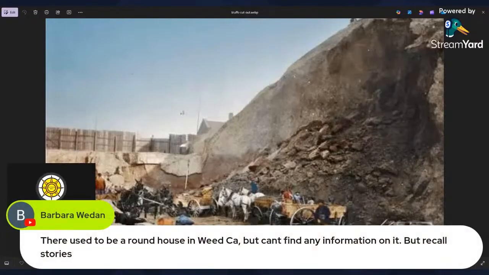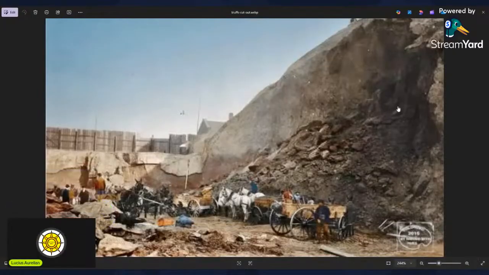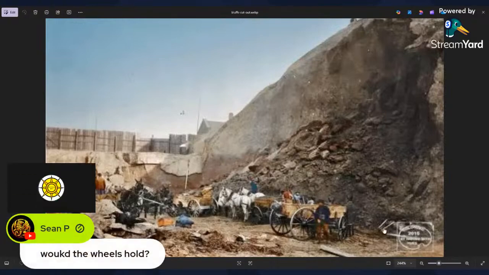Barbara, there used to be a roundhouse in Weed, California, but can't find any information on it, but recall stories. Seems to be the way it goes with a lot of the roundhouses, Barbara. Sad but true.